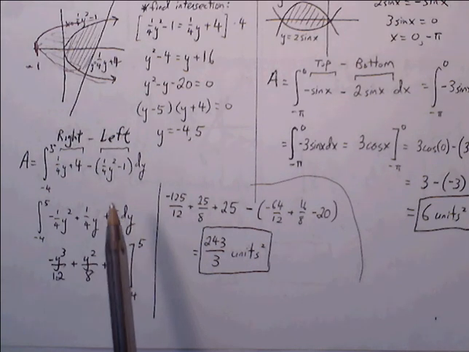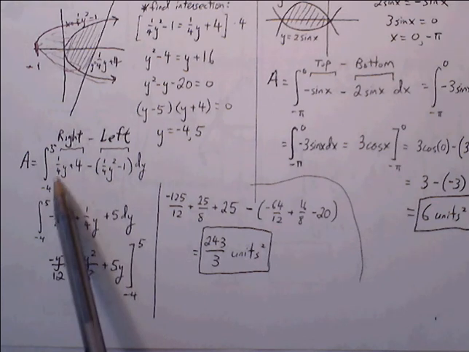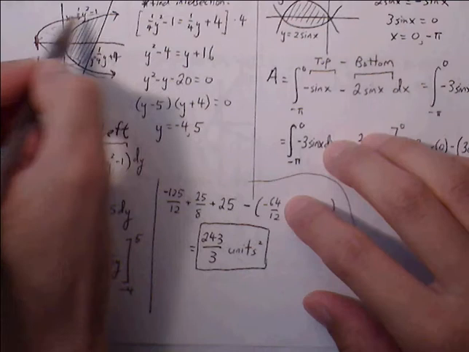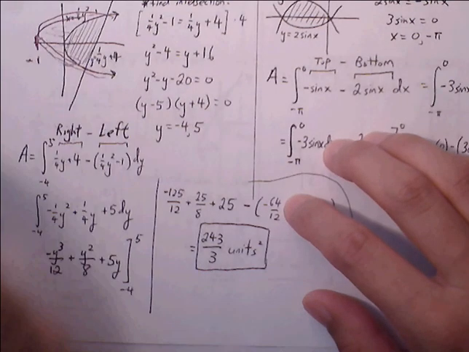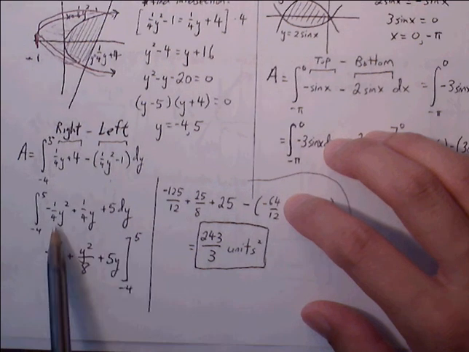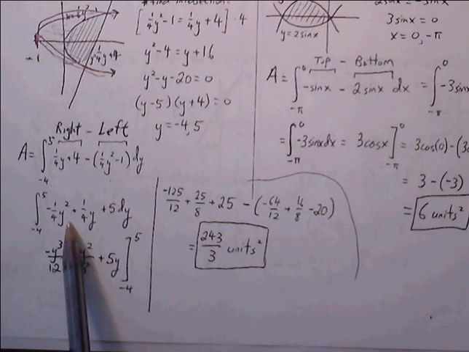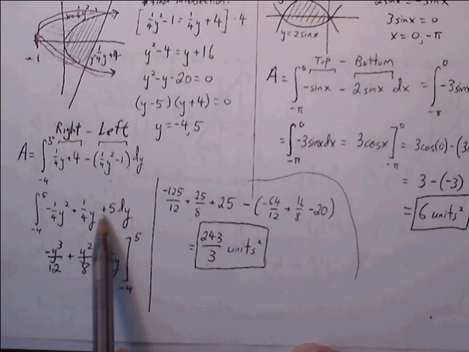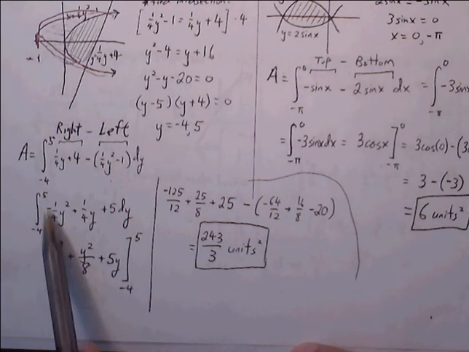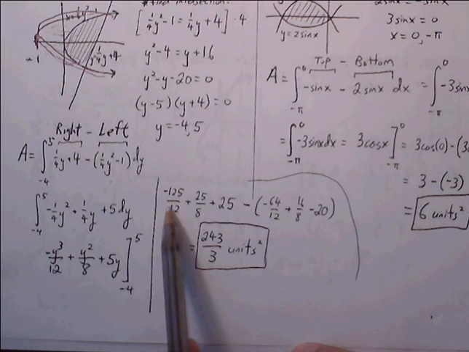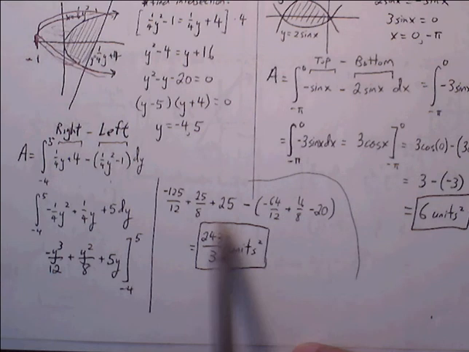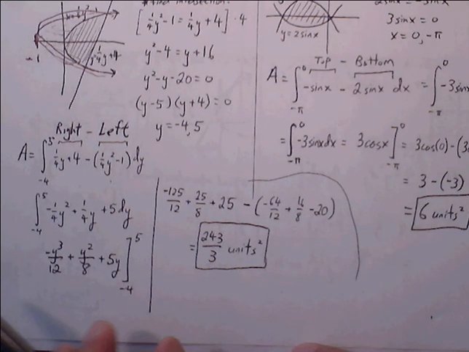And then we know the right graph will be the 1/4 y plus 4. The left is going to be the parabola, which is 1/4 y squared minus 1. Combine like terms as much as we can, then we can find the antiderivative, in this case going through the power rule. After you do that, then plug in the upper and lower bound. 5 plugs in for all the terms, minus, then we plug in -4 for all the y values. Combine those terms, we get 243 over 3.